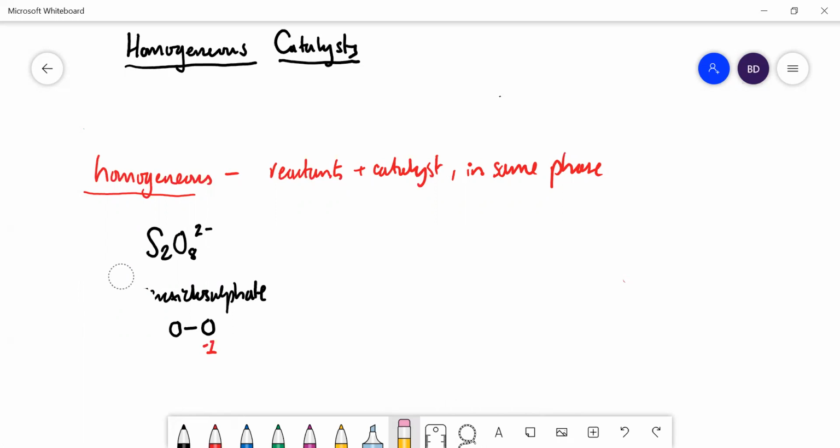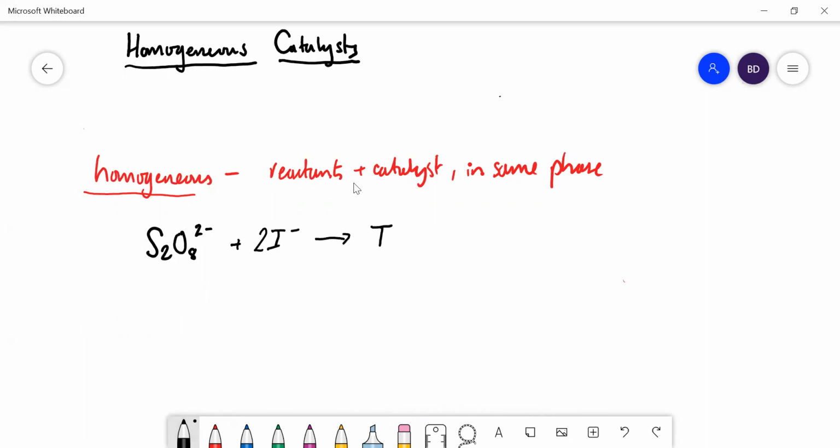But anyway, peroxidosulfate is a fairly good oxidizing agent, and it will oxidize iodide ions to iodine, and you get 2 sulfate ions, as it gets reduced to the sulfate ion. Now that's got a slow rate of reaction because the activation energy, EA, is high, and the reason for that is these are both negatively charged species, so it's going to be hard for them to collide with each other. They're going to repel.